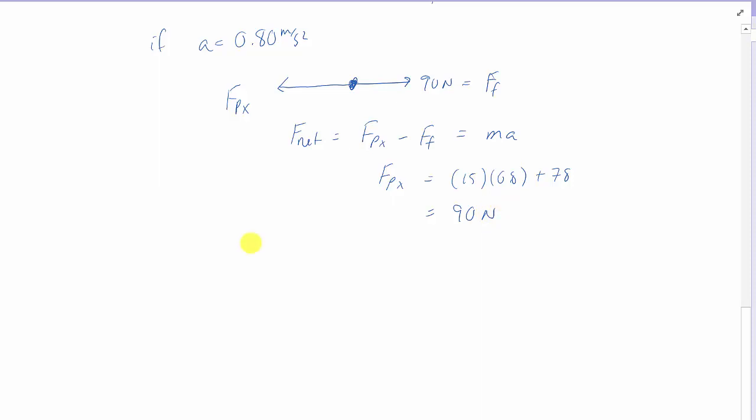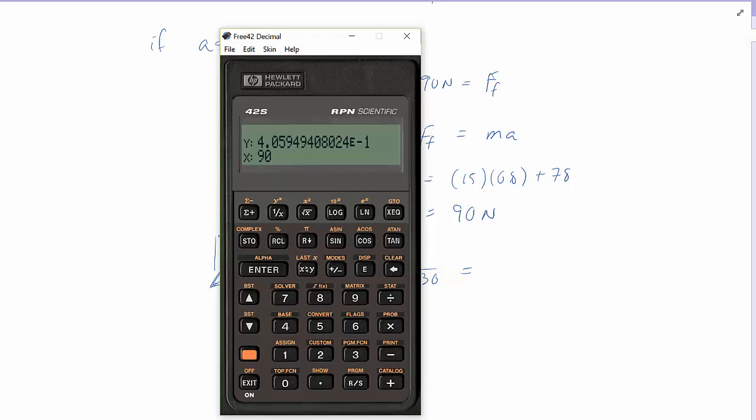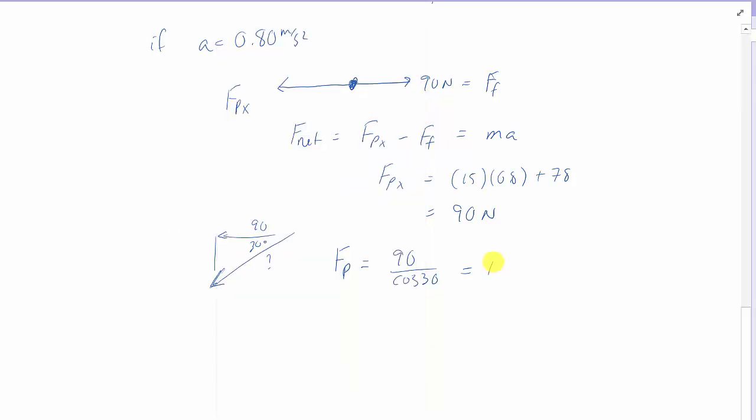I'll redraw a little triangle here. There's 30 degrees, and this side is 90. So FP is equal to 90 divided by cos 30, and I get 104 newtons. So there you go, there's question number 5.